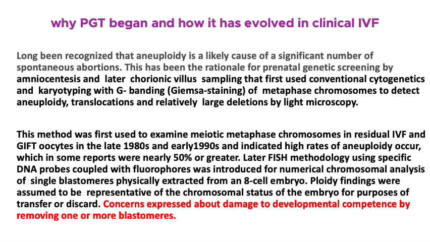Aneuploidy findings were assumed to be representative of the chromosomal status of the embryo at large for purposes of transfer or discard. So if you had an embryo biopsy from an 8-cell that was normal in terms of chromosomal numbers, then that was assumed to represent the entire embryo, whereas if one was aneuploid, a monosomy or trisomy, that actually was a signal that perhaps this embryo should not be replaced. And there were also concerns expressed about damage to developmental competence by retrieving one or more blastomeres.